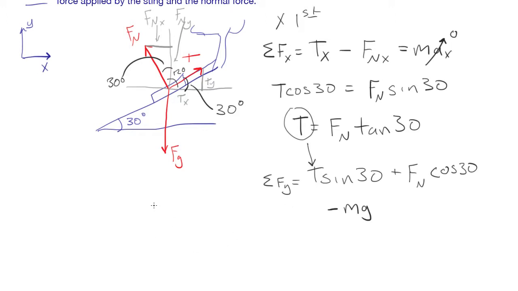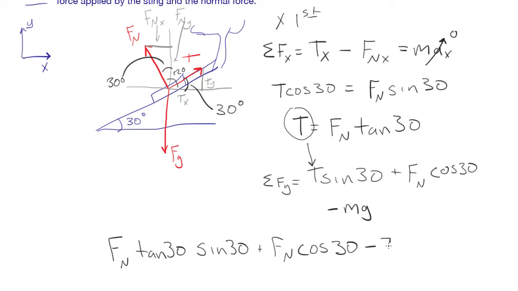So I'm going to be left with something long and ugly. The normal force times tangent of 30 degrees times the sine of 30 degrees. I've just put in this value for tension here, plus the normal force times the cosine of 30 degrees, minus mg, which is the weight of the sled. I told you that's 77 newtons, is equal to the mass times the acceleration in the y direction. Again, it's not accelerating at all, so this is just 0.